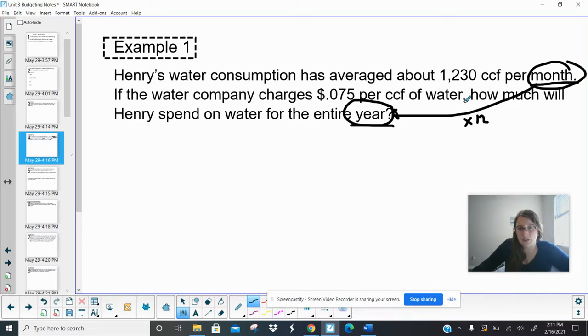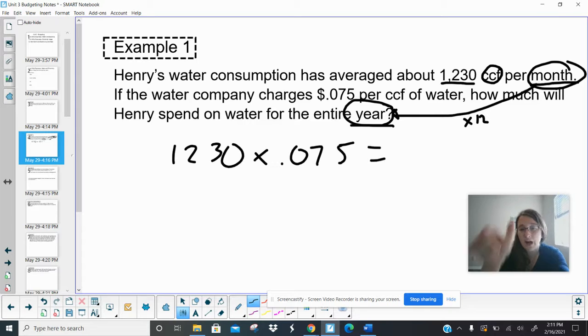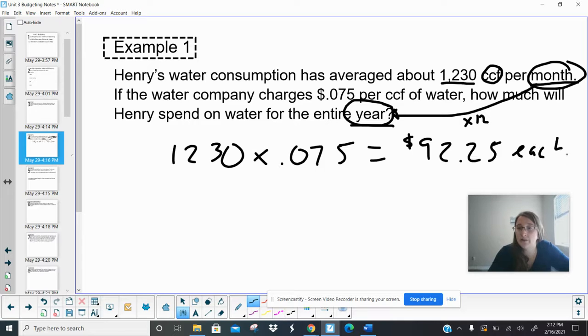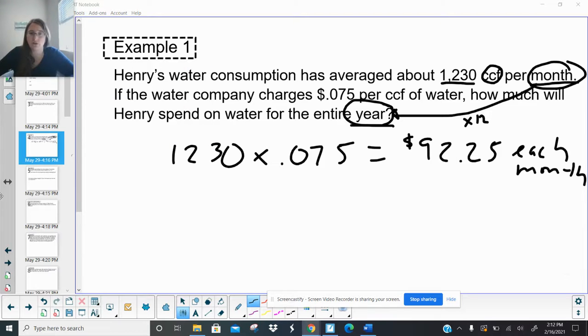So all we're trying to find is how much he needs to spend on water. He uses this much each month, and each CCF costs this much. What should I do then to find the cost of all of this CCF? Well, we should multiply, right? Pretty straightforward. He uses this much water, and it costs 0.075. Careful, once again, that's not a typo. 1230 times 0.075, let's see what we got. So this is 92.25. That's going to be his water bill each month on average, based on how much water he's using.